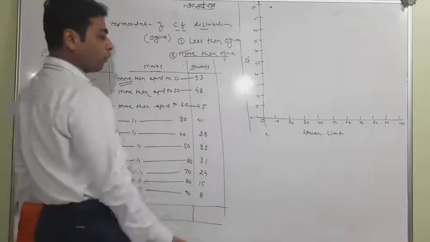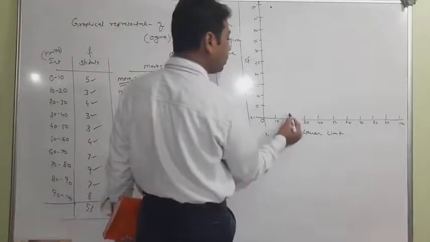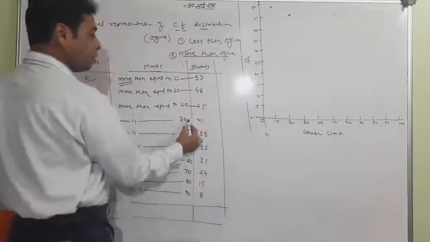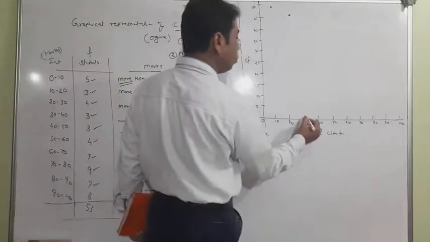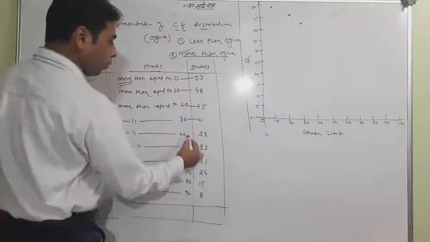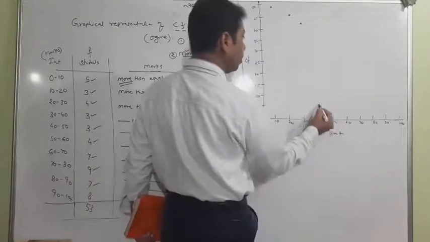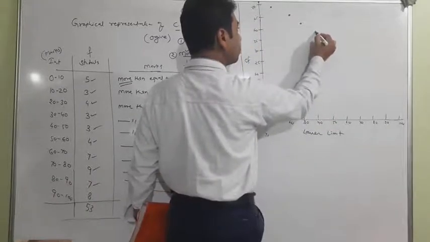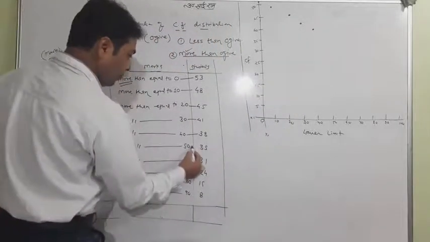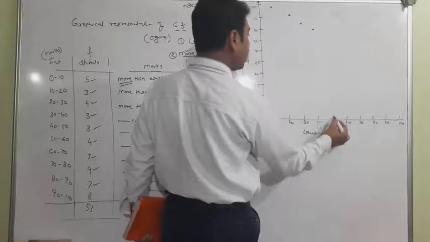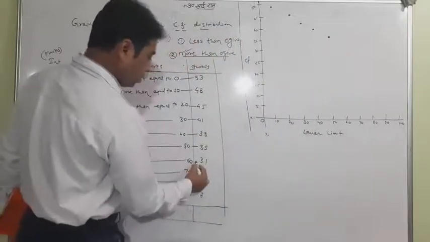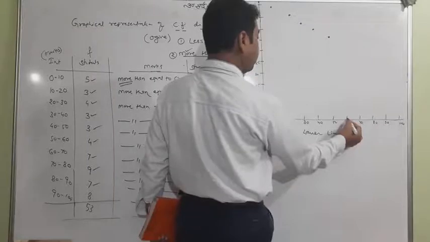Third is 20 to 45, so for 20 it is 45. So for 20 it is somewhere 45, this is my 45. And for 30 it is 41, 30 and 41, 41 is here like that. And for 40 it is 38. Now student, for 50 it is 35, can you catch? And 60 for 31, 60 and 31.